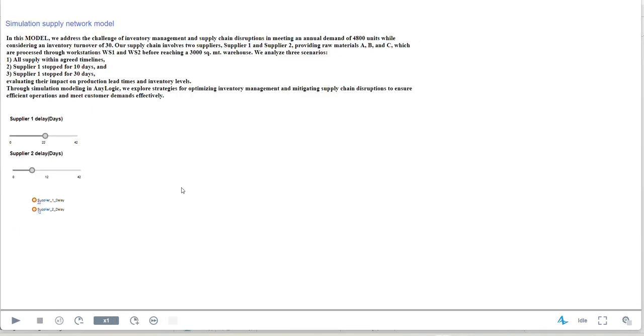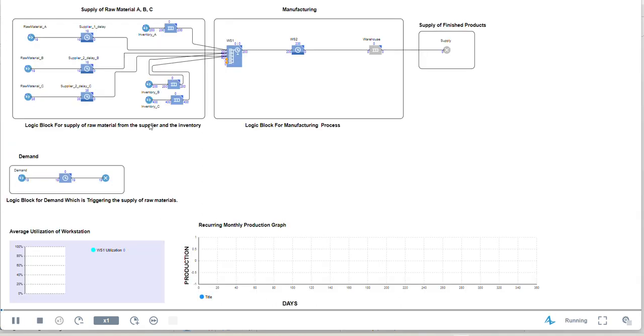Now we are running this model for the second scenario, which states that the supply will stop for 10 days. So there is a total delay of 22 days, 10 plus 12 days of lead time for supplier 1, and it will be the same for supplier 2, that is 12 days of lead time. Now let us run this model. As we can see, our model is running and the processes are carried forward. Now let us see the second graph.